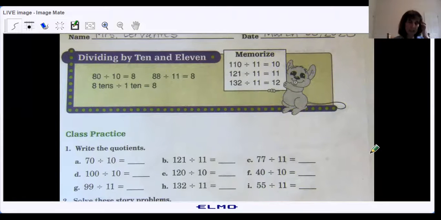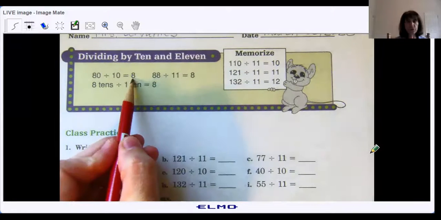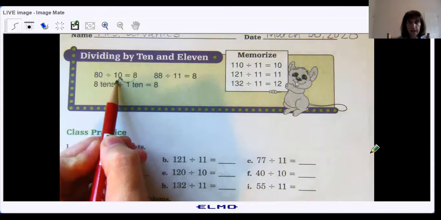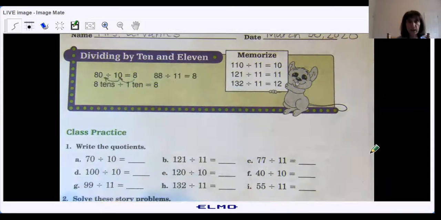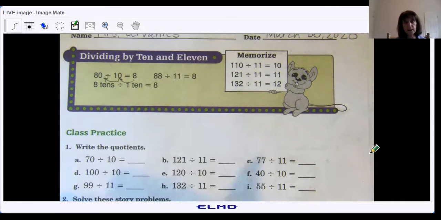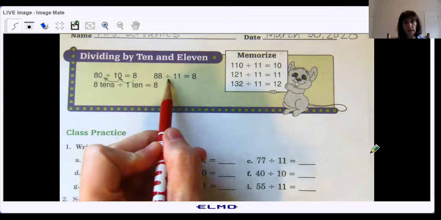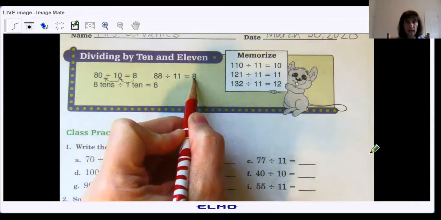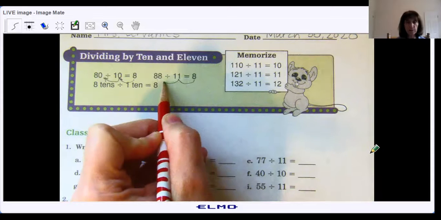80 divided by 10 equals 8. Now, if you reverse that, 8 times 10 equals 80, right. Okay, so we're going to reverse it back and forth. Division and multiplication go hand in hand. All right, let's look at the next one. 88 divided by 11 equals 8. All right, now if we multiply 8 times 11, it equals 88.